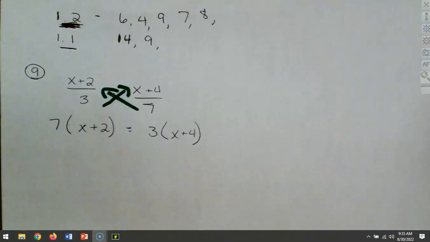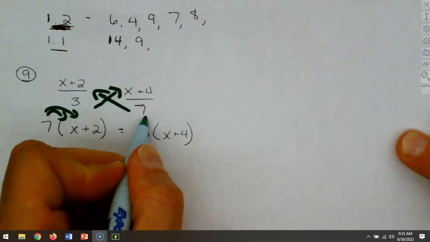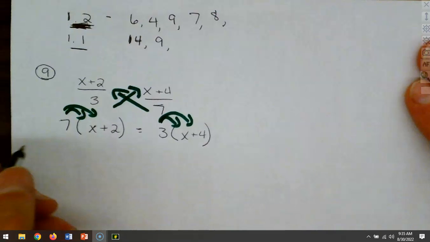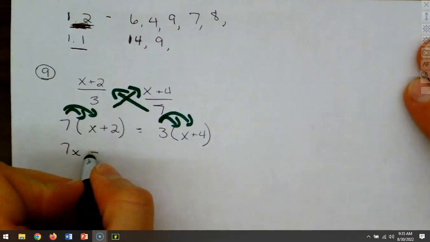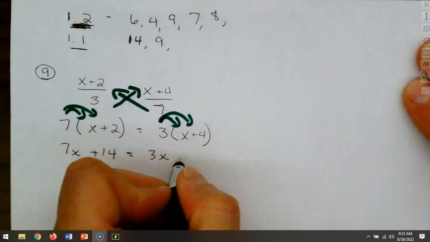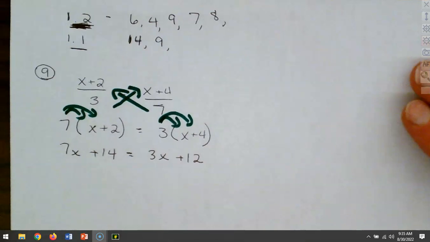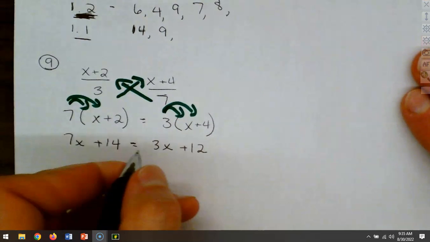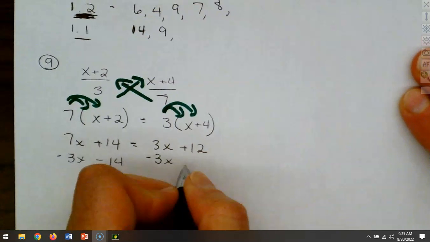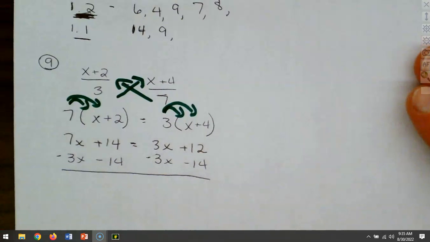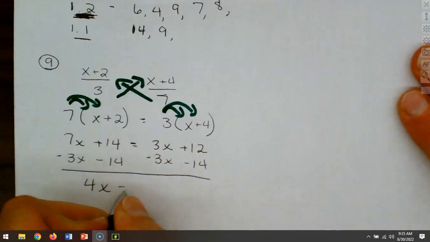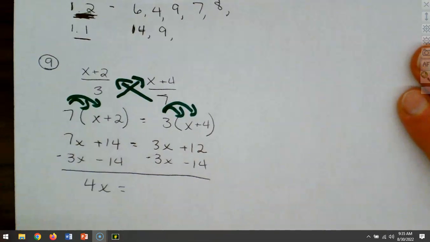We distribute. Okay, so take your time and distribute through here. So distribute that 7 through, and that's going to then leave you with a 7x plus 14 equals now 3x plus 12. Solve it by moving that 3x over, and move that 14 over as well. So 7 minus the 3x, that leaves you with a positive 4x. 14's cancel. The 3x's cancel.